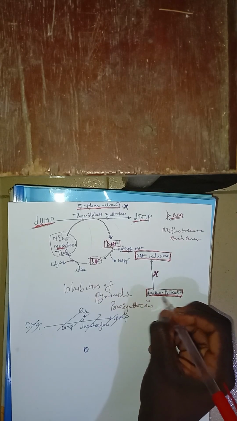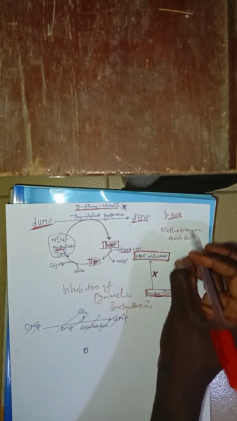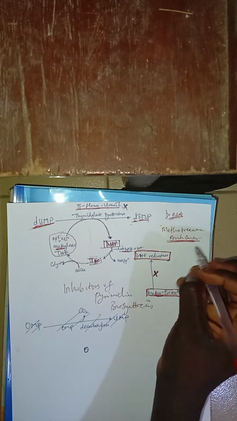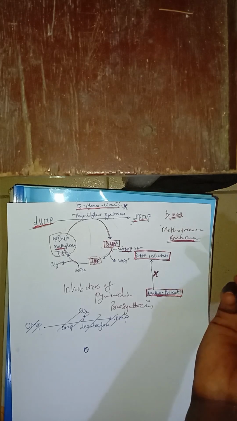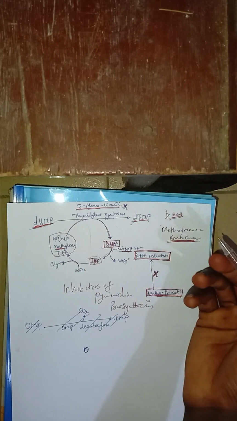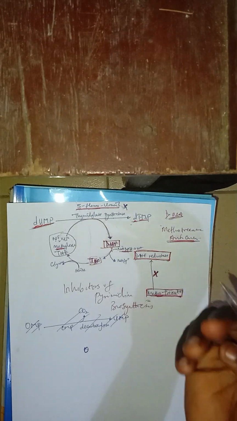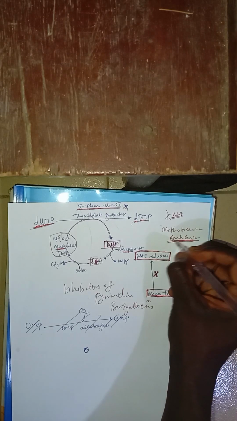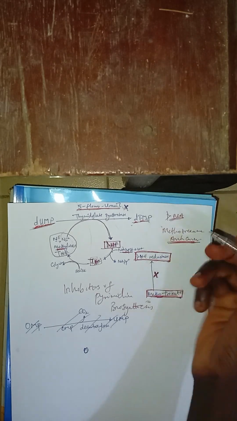Methotrexate. So I said drugs like methotrexate and 5-fluorouracil can be used as what? As anti-cancer drugs. Because why? They're capable of inhibiting nucleotide synthesis, and nucleotides are required for DNA replication. Do you understand? So if a cell that is replicating constantly does not have enough nucleotide, that cell will be inhibited. So that's why these things act as anti-cancer drugs.